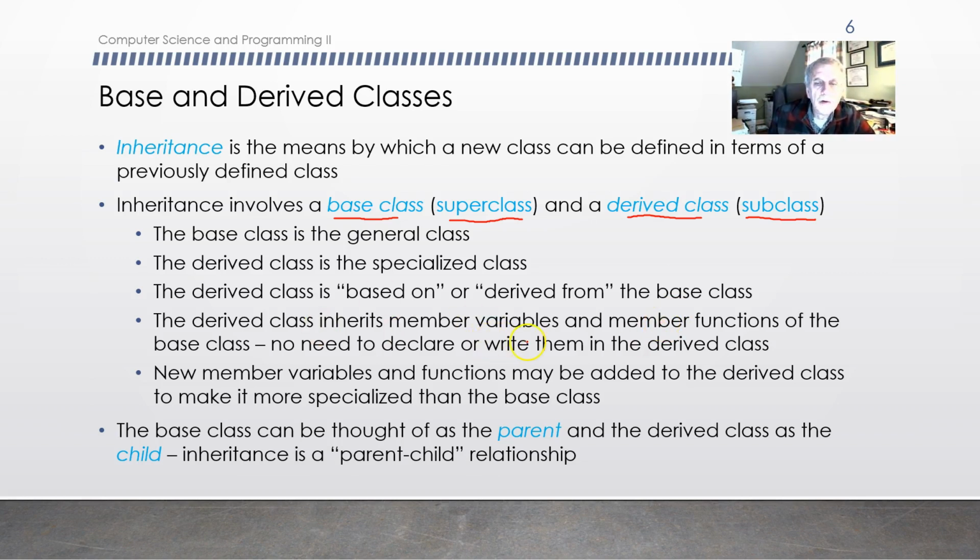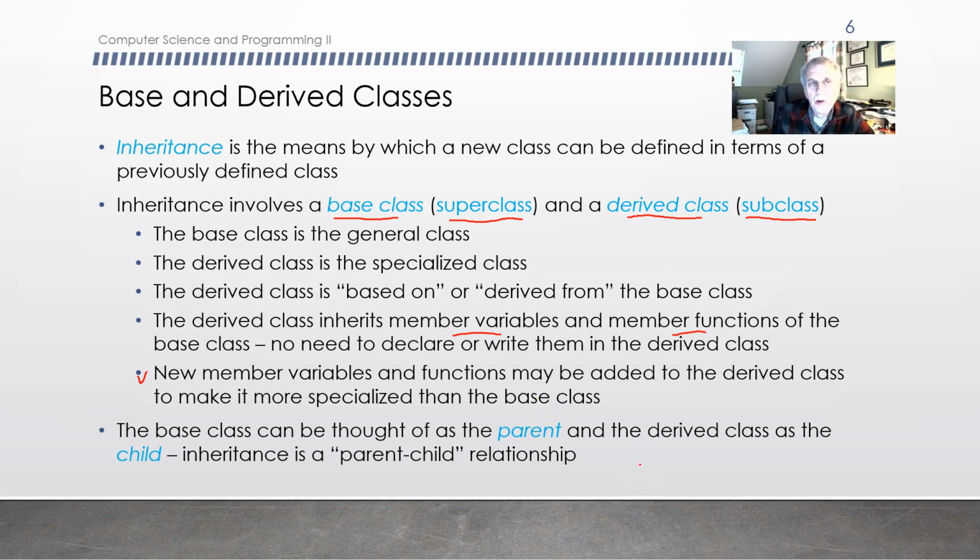The derived class inherits member variables and member functions from the base class. This is where we get that reusability. There's no need to kind of reinvent the wheel. We just take something that's already been established and we apply it automatically through inheritance into our subclass or derived class. But we also can extend it to add new member variables or new functions, extend the behavior as well as the structure. And that's the specialized characteristic of this subclass or derived class.